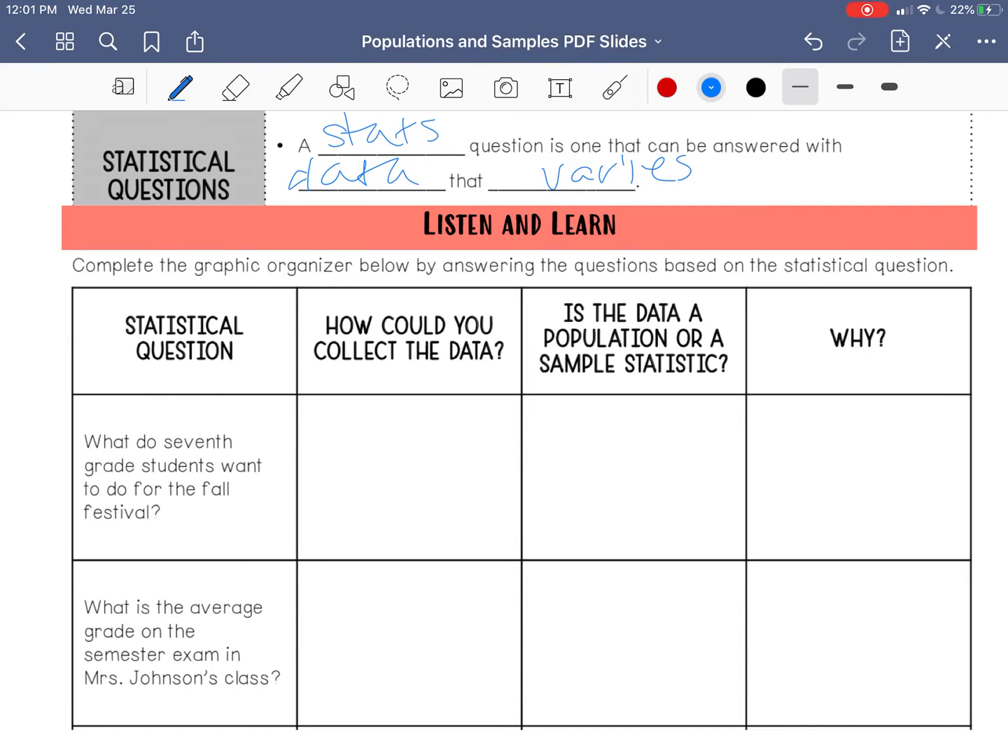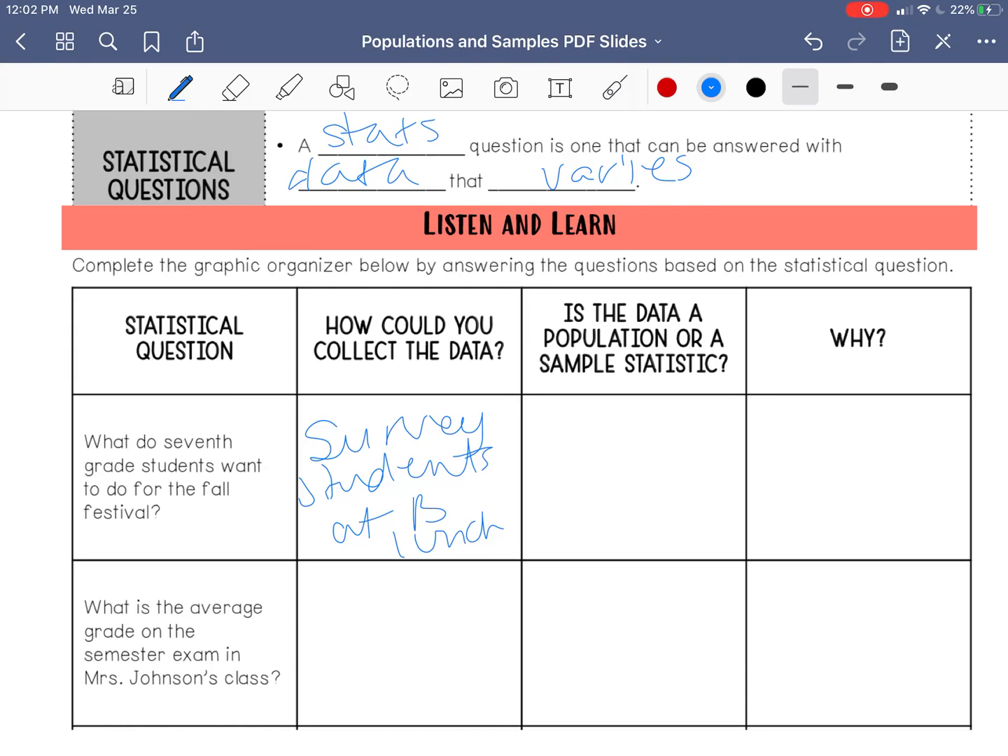If we're looking at the first one, what do 7th grade students want to do for the fall festival? Well, how could I collect that data? There are several different ways, but if we're looking at our school, the best way to collect that data to be unbiased, I could survey the students at B lunch, because that's primarily 7th grade. I could also survey the 7th graders in my classes, and that would be a part of the larger population of the 7th grade students.